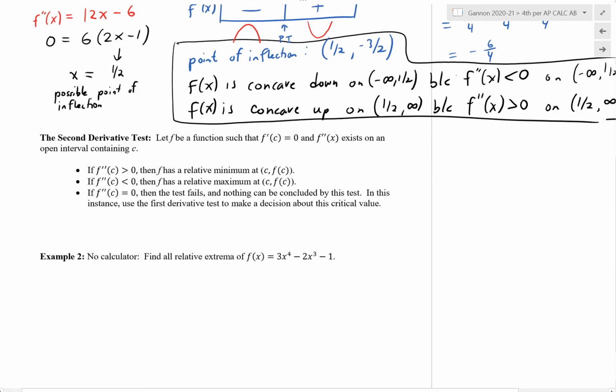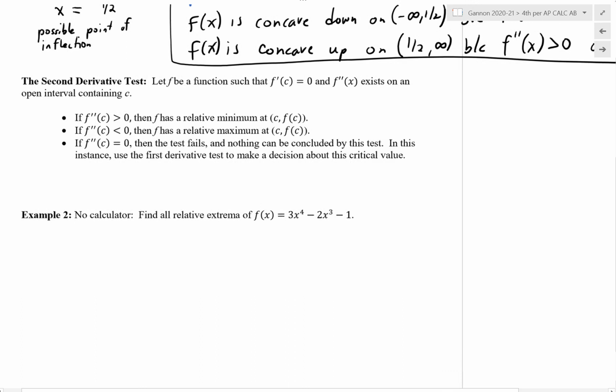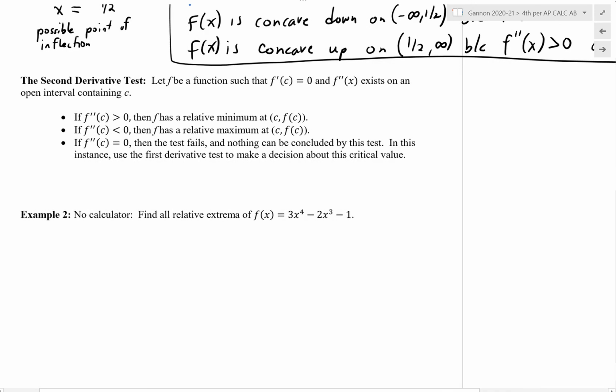All right, the next situation we have is what's called the second derivative test. Let f be a function such that f prime of c equals 0 and f double prime exists on an open interval. If the second derivative, so f double prime of c, is greater than 0, then f has a relative minimum at (c, f of c). If f double prime of c is less than 0, then f has a relative maximum at (c, f of c). And if f double prime of c is equal to 0, then the second derivative test fails and nothing can be concluded by that test.